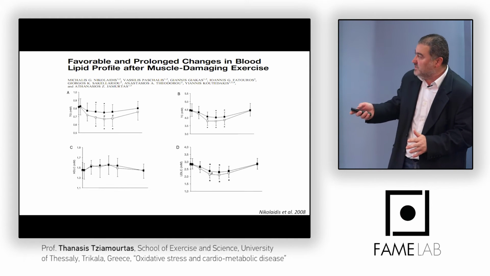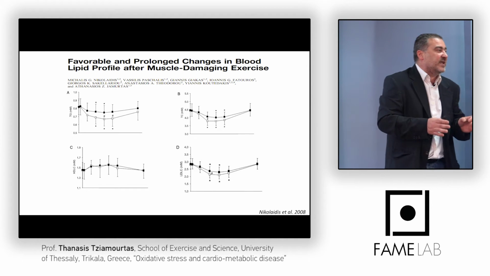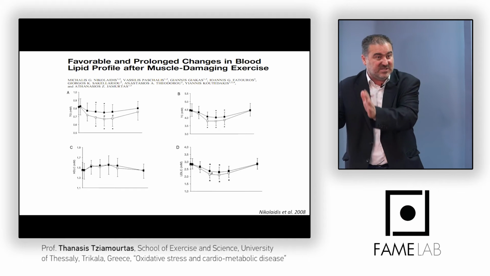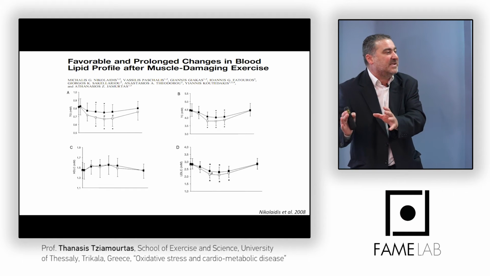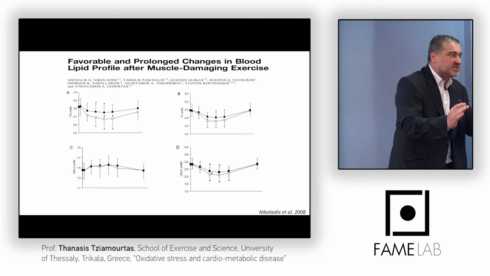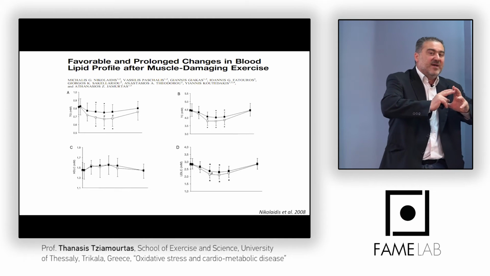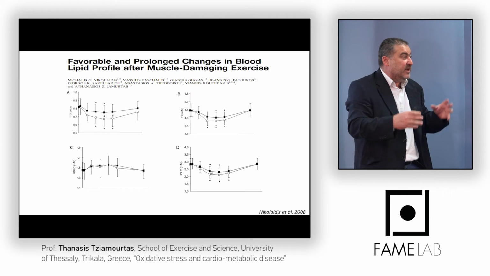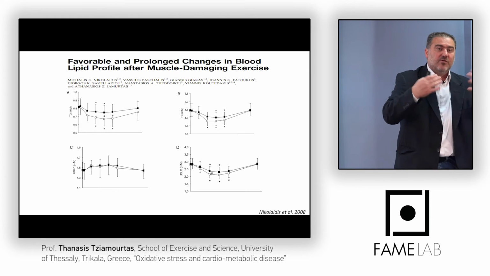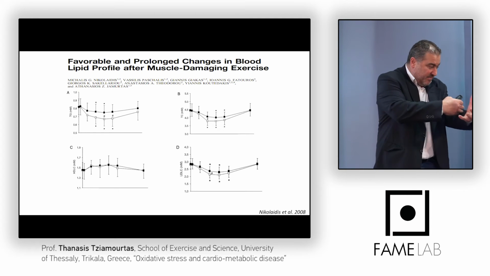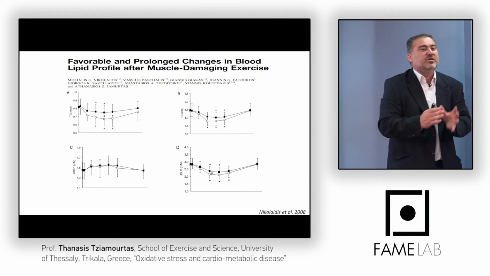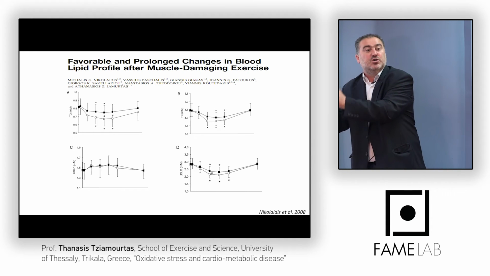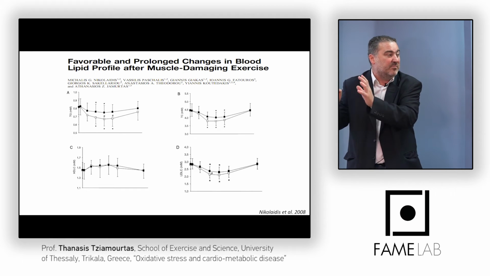Because those lipids, for example cholesterol, are going to get to the damaged tissue, and they're going to be utilized to form new cells. Remember that the cell membrane is composed of cholesterol. So I have less cholesterol in my blood because it's going to be utilized to form new cells, new cell membranes.